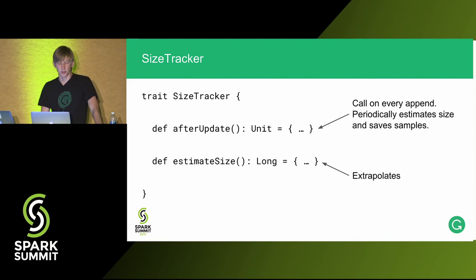So first, you would use this SizeTracker trait, which allows you to estimate the size of the object in the JVM heap, and it satisfies all the performance requirements you would have, such as very quickly updating internal counters on every update, and from time to time performing a full hierarchical scan to do the estimate, and extrapolating every other time you request size.